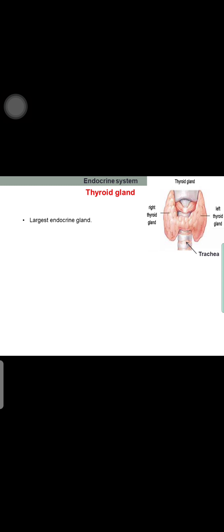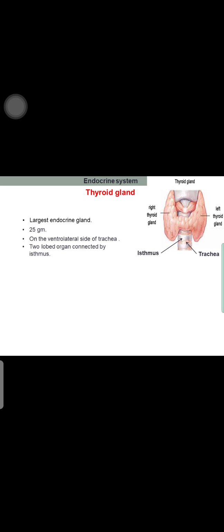Thyroid gland is the largest endocrine gland and it weighs about 25 grams. Location: just above the trachea on the ventrolateral side of it, and it's a bilobed organ, consisting of two lobes, right lobe and left lobe, connected by a transverse connection called the isthmus. And this is the external structure of the thyroid gland.